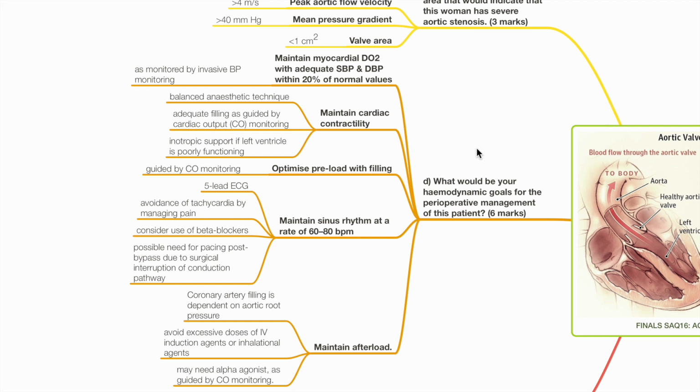Maintenance of afterload. Coronary artery filling is dependent on aortic root pressure. Avoidance of excessive doses of IV induction agents or inhalational agents maintains afterload. There may be need for alpha agonist as guided by cardiac output monitoring.